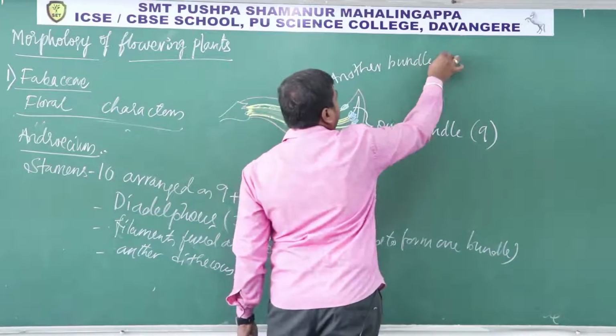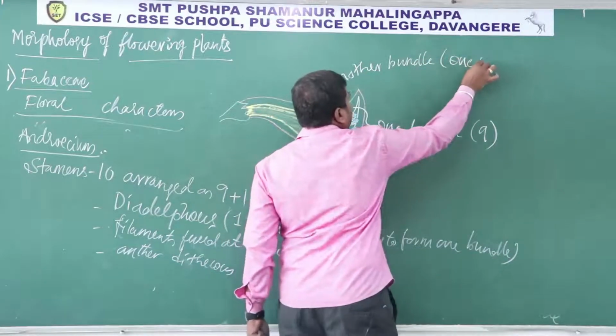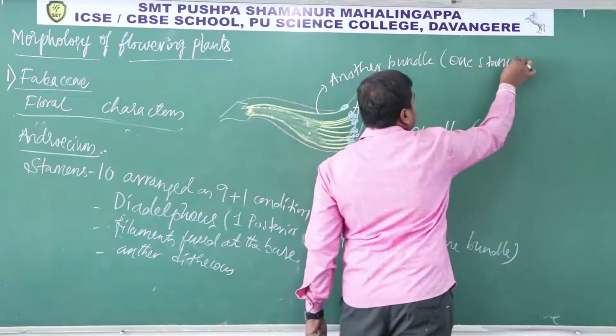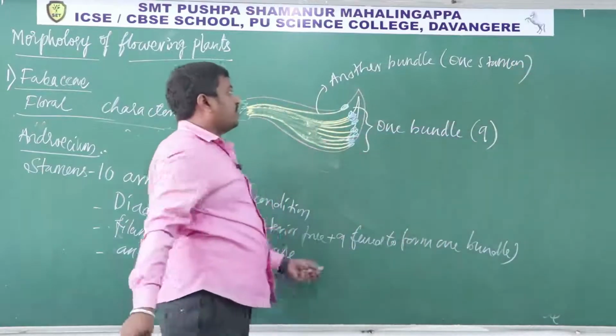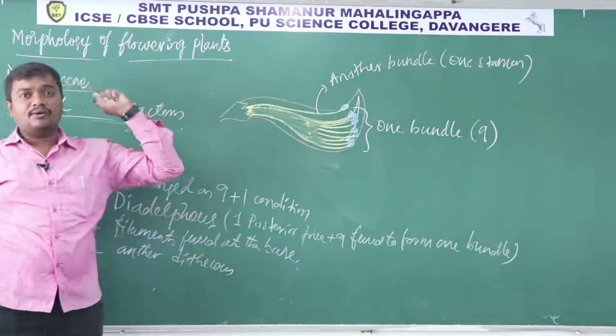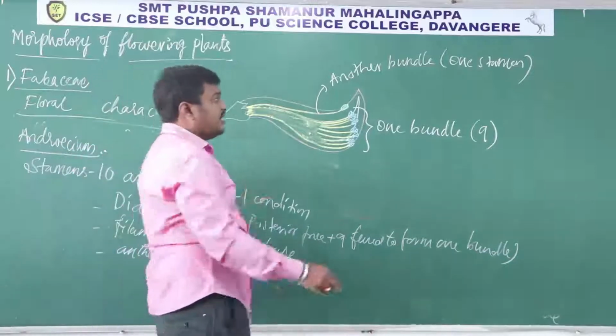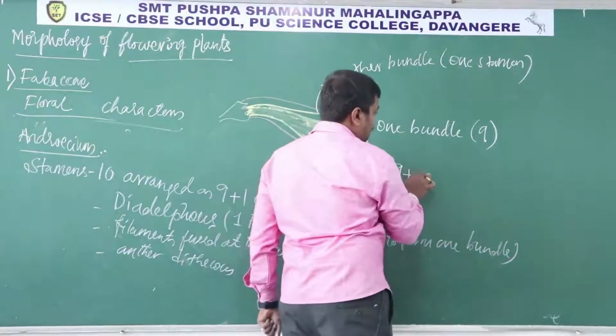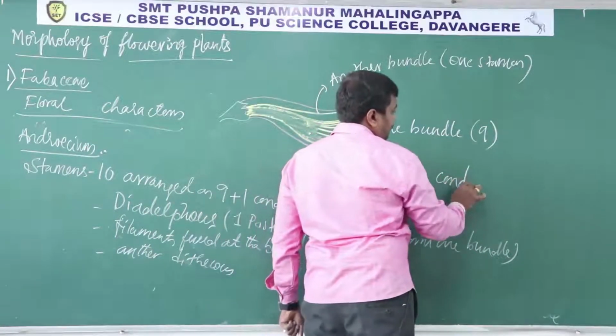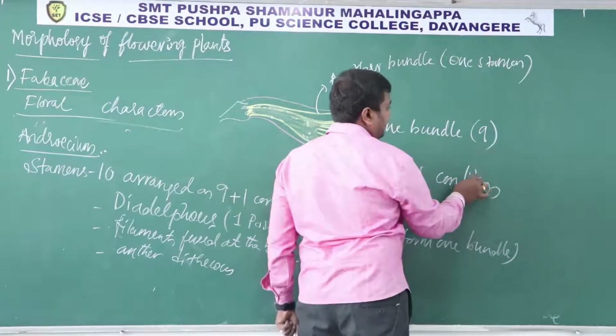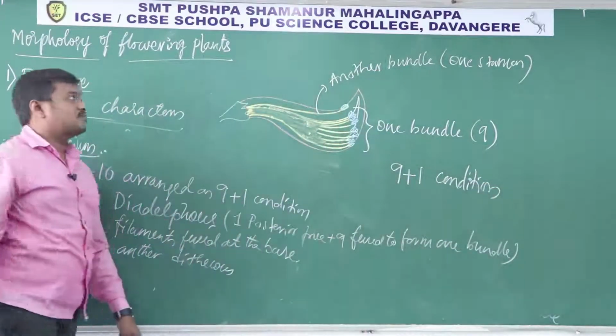Another bundle is formed by only one stamen. So here 9 stamens together form one bundle, and there only one forms one bundle. So the condition is called 9 plus 1 condition. Here the stamen condition is called 9 plus 1.